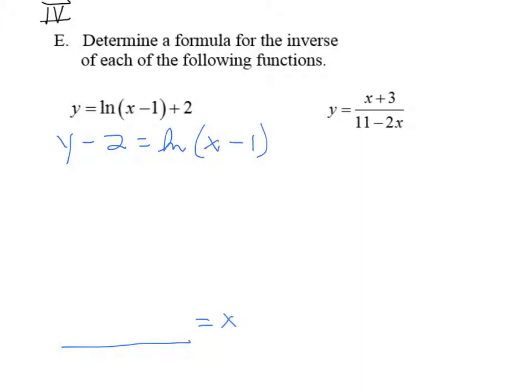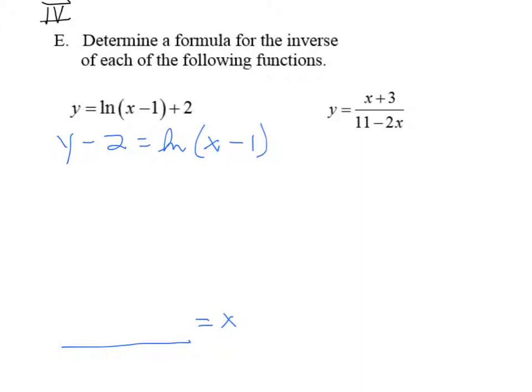And now the next layer to get rid of is that natural log. How do we get rid of natural logs? Well, we were working on this earlier in the packet. We need to change it to an exponent. The way you undo logs is by using its inverse, which is the exponential, or e raised to some power. So let's change this to an exponent.